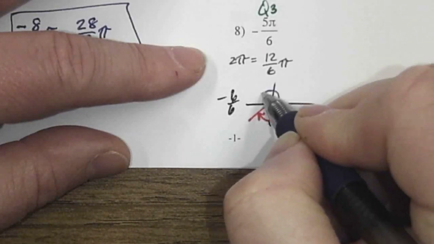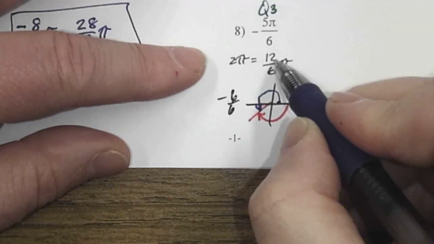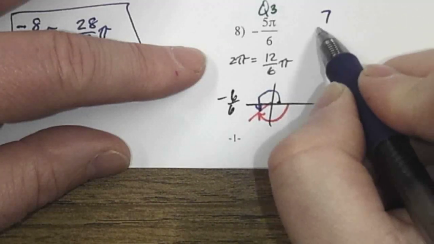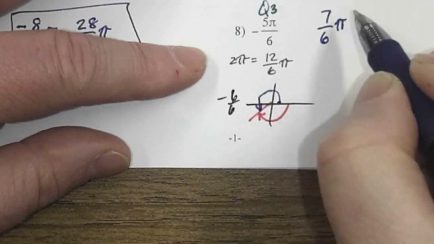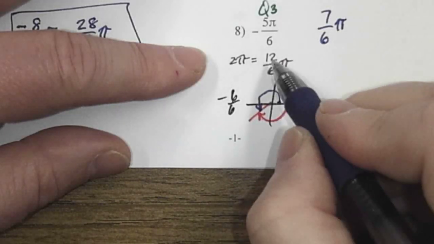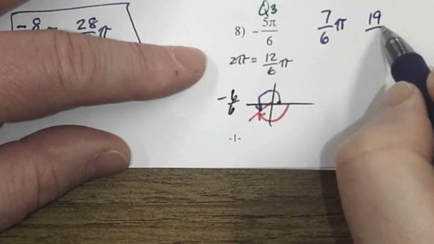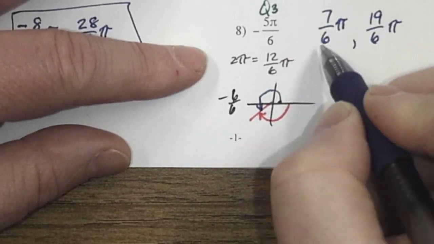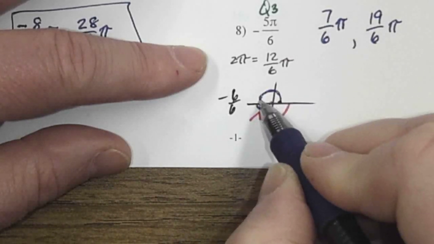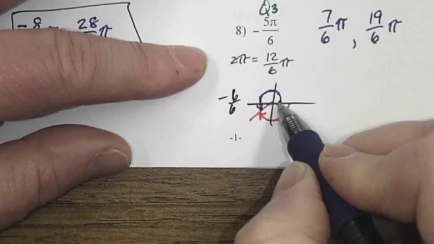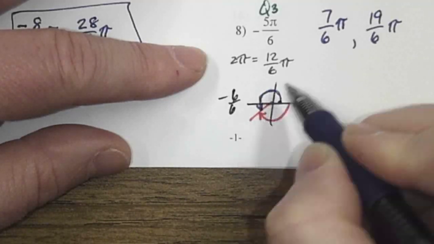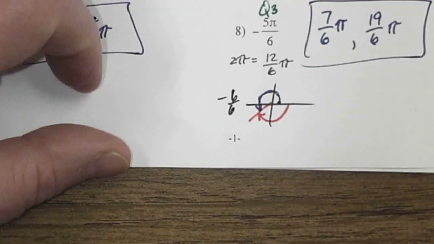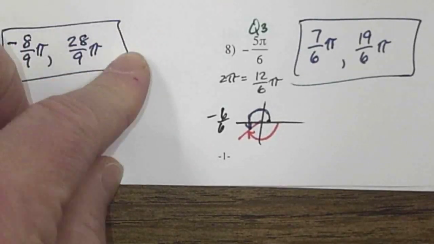Okay, so what is the other side? If I went 5 that way, how many do I go this way to make 12? That's right, 7. 5 plus 7 is 12. And then if I add 12 to the 7, I get 19. So this first one is this blue line, and this second one is going a full circle and then the blue line. And there's a video for coterminal angles.